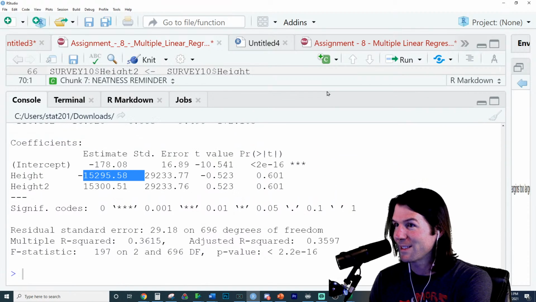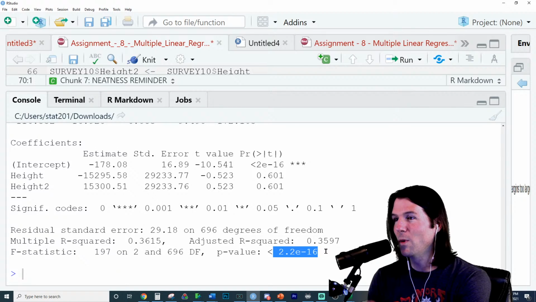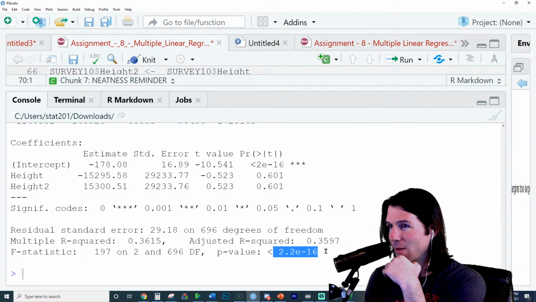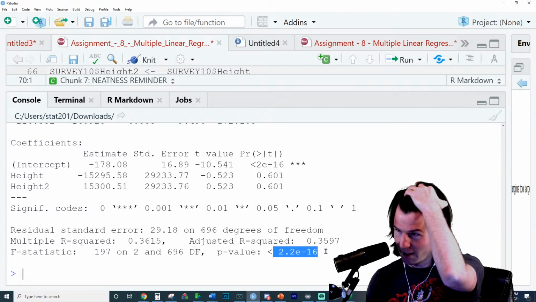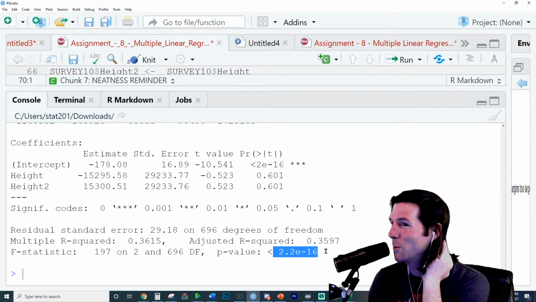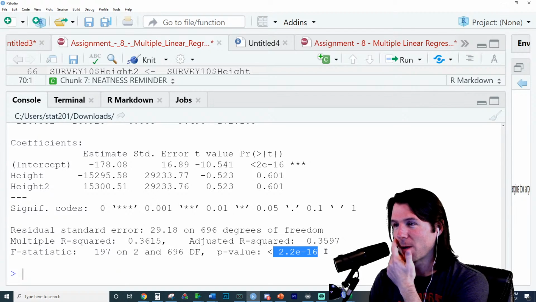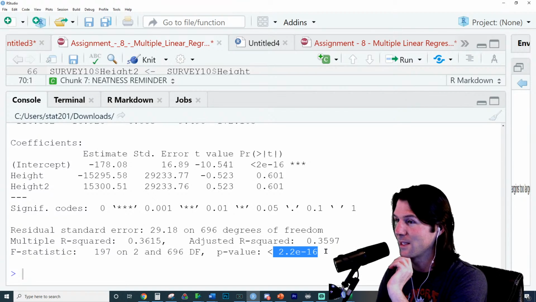You want to talk about paradox? Is this multiple regression model statistically significant? This is the weird paradox of multicollinearity. Is the multiple regression model statistically significant?